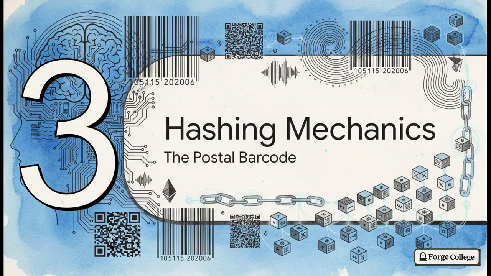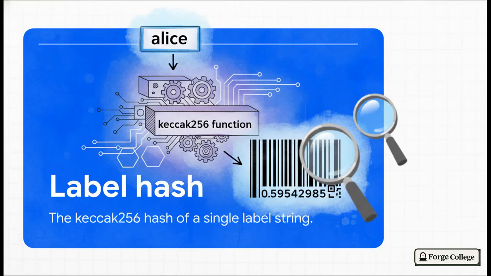Section 3, hashing, the postal barcode. This brings us to the actual language the blockchain speaks. To talk to the registry or the resolver, we've got to convert our human words into cryptographic barcodes. Why?